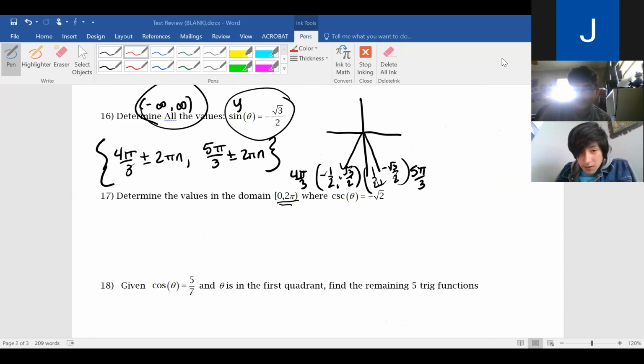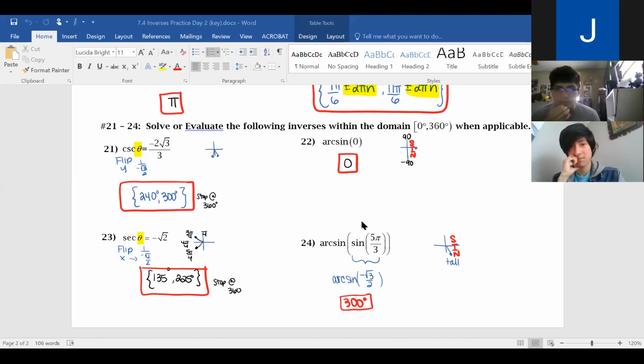Problem where we evaluate the inverse. Problem 24 on 7.4 practice day 2. Key wrong. Let me check that out. Hold on. Let me open that up. 7.4 practice day 2. So you're talking about this question here.